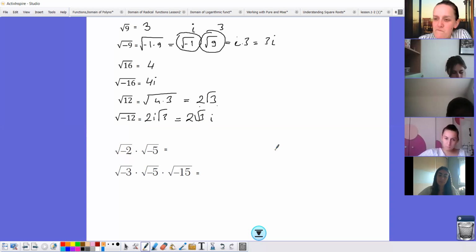Did you understand a bit what this i means, or how we are using that i? When you have a minus inside the square root, you can take it out as i. Okay?